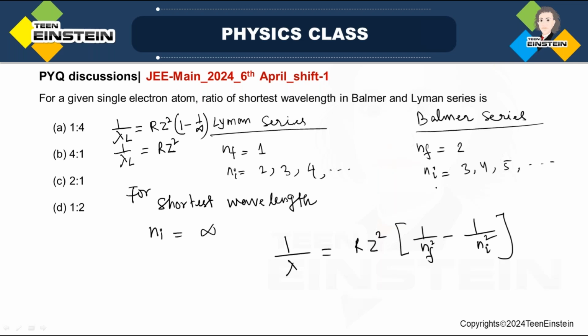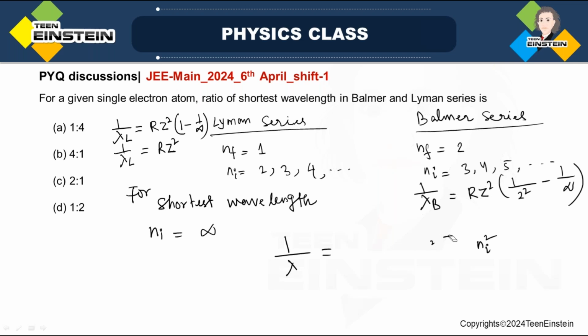What do you get for the Balmer series? 1 over lambda B is R Z square times 1 over nf square, where nf is 2, so 1 over 2 square minus 1 over infinity. So what I get here is R Z square by 4.